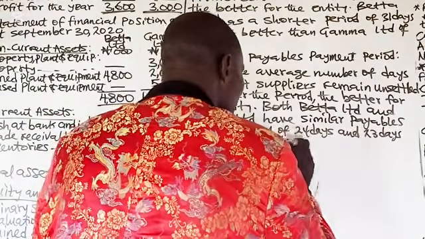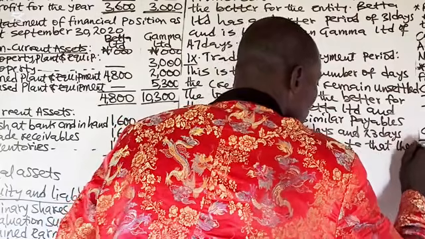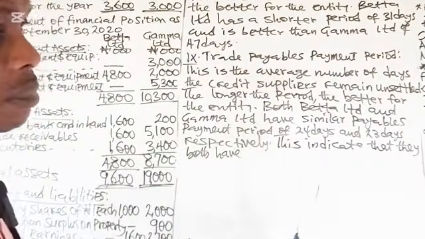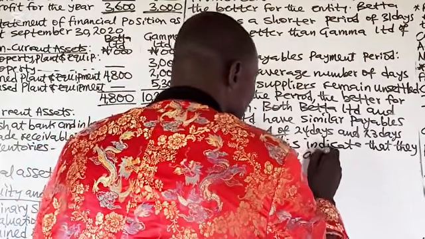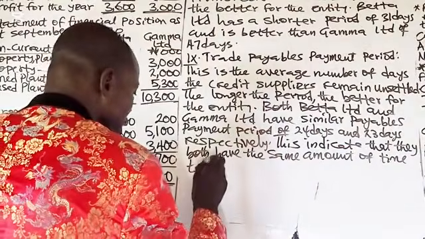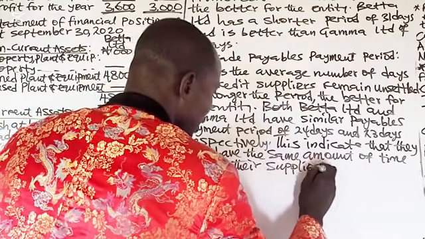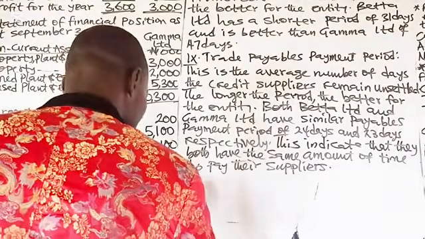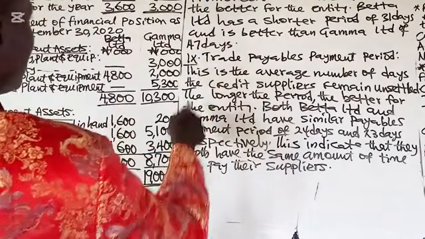That is for the payable payment period. Then number 10. This is 9. This will be 10.